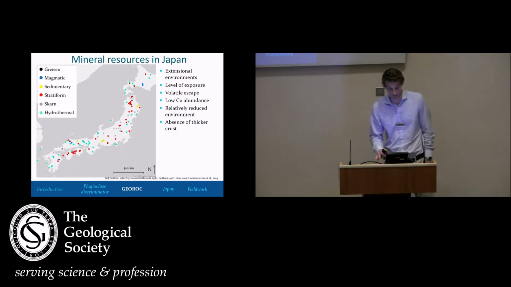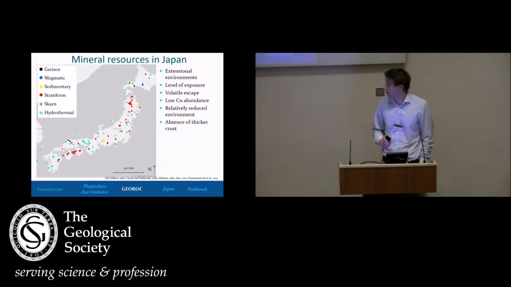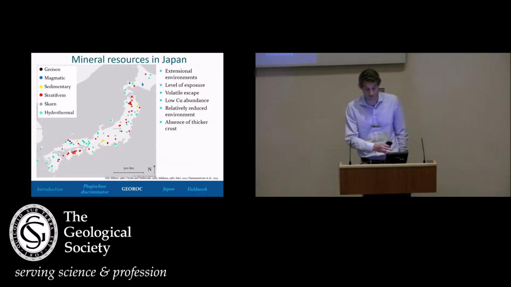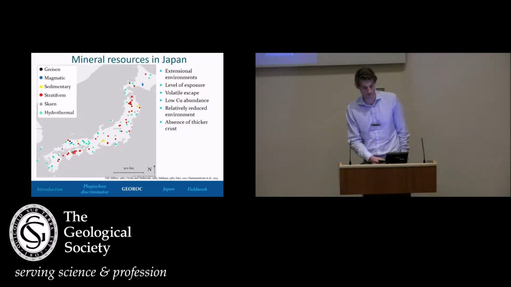But these are formed in extensional environments, and they're grouped together specifically to show that they actually do have quite a large occurrence in Japan. And then there's also a few skarns and then hydrothermal systems. These hydrothermal ones are vein deposits, so this includes epithermal deposits and intrusion-related deposits. So that's the whole range of veins.